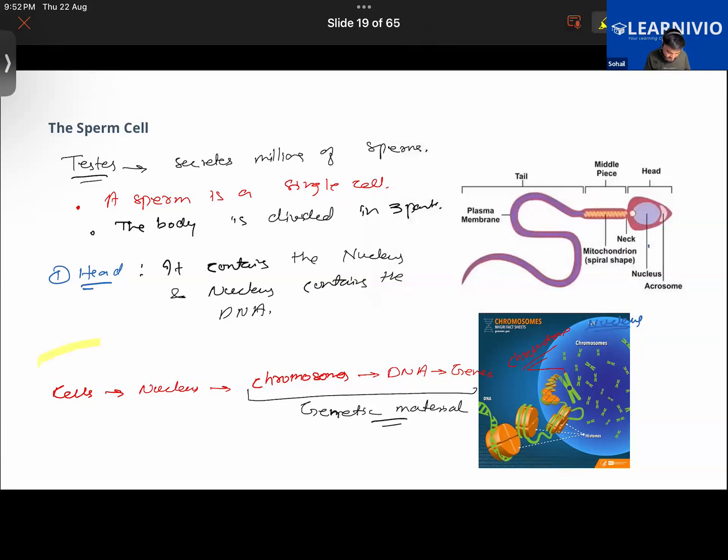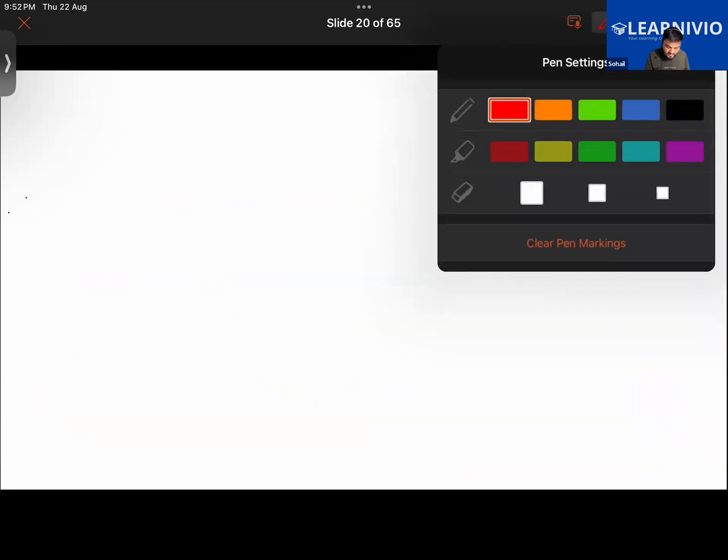Also, I'm just circling this because it is not directly related to sperm. It's not part of what we're discussing, but it is important to know the setup of the nucleus, like where DNA is present, where chromosome is present.